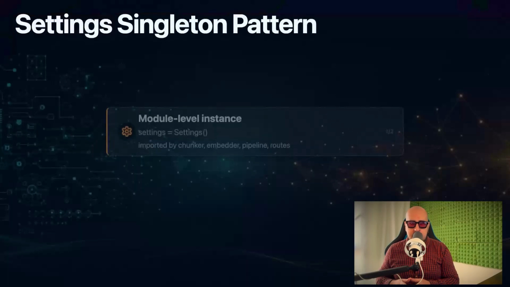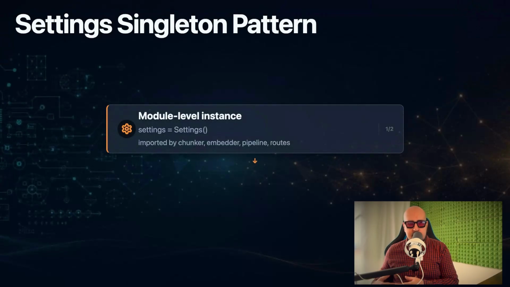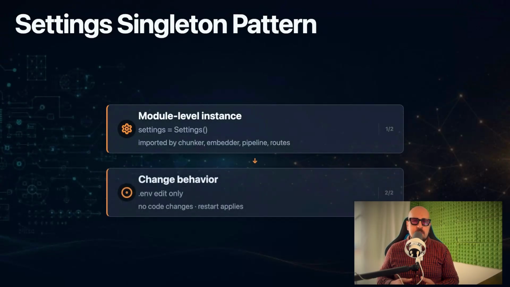So we use this settings object as a module-level singleton. Every part of the application imports this one instance, so changing chunk size or embedding model is a one-line edit in the .env file, not an entire code change.